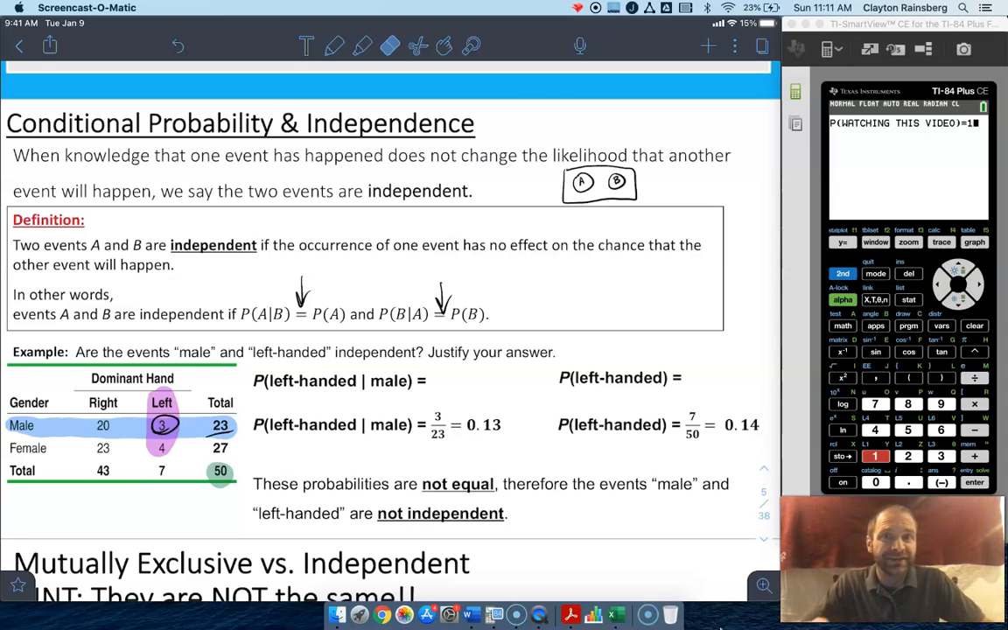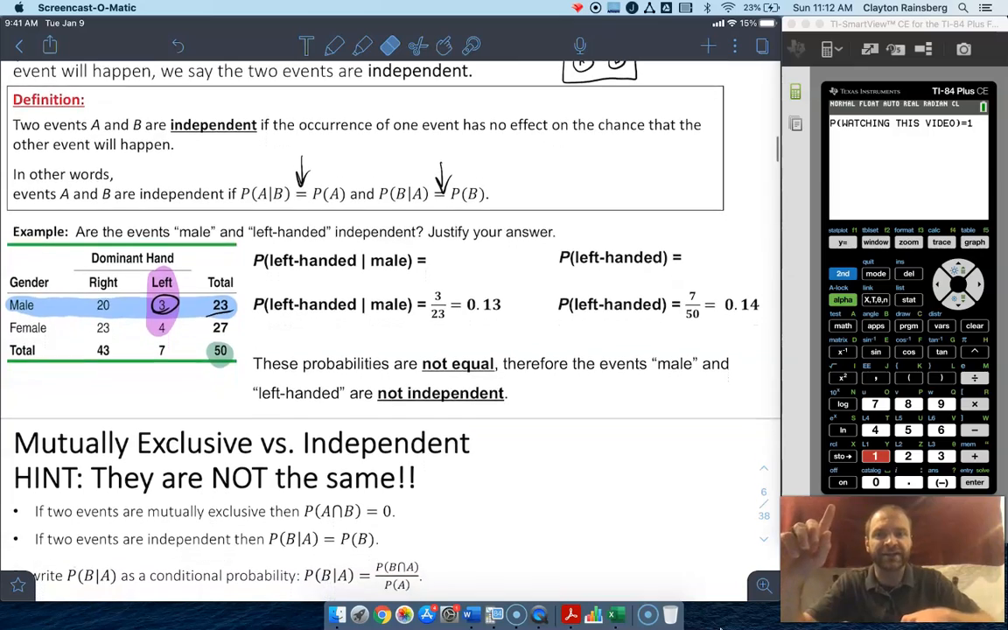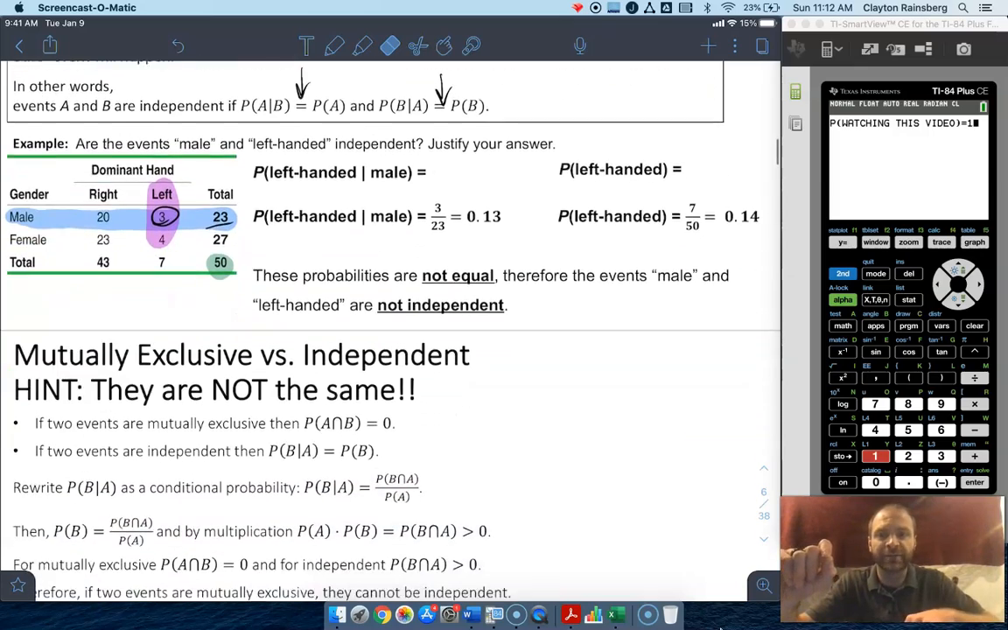So that's how we're going to prove it mathematically: you find the probability of the one event, then find the probability of that event given that another one occurred, and that will tell you whether those 2 events are independent of each other. If they are equal, they are independent, because that means being left-handed was not influenced by the event being male. So if they're not equal, doesn't matter if they're close, they are not independent. So mutually exclusive versus independent, and this is what I had you write on the front page, they are not the same. They do not mean the same thing.